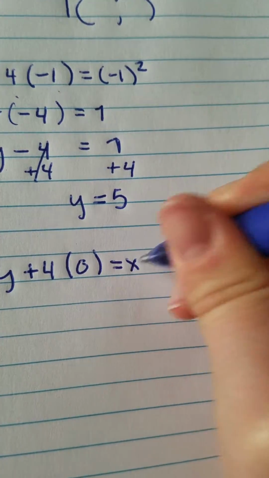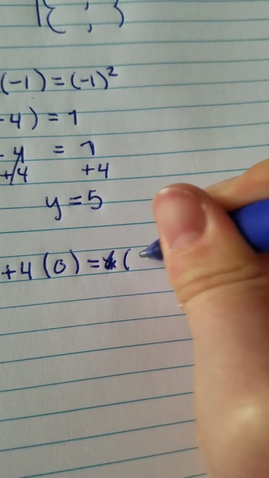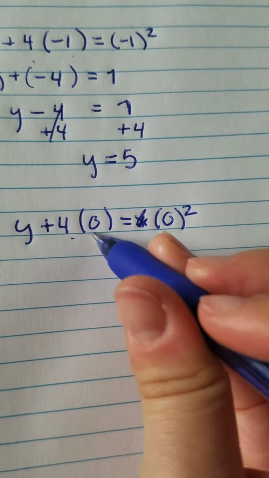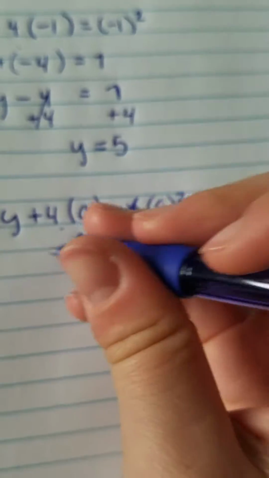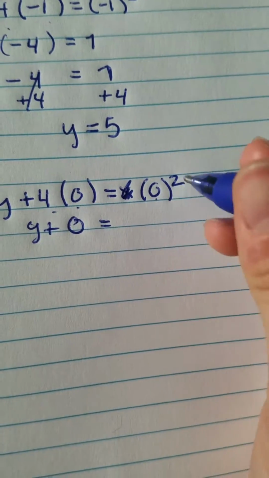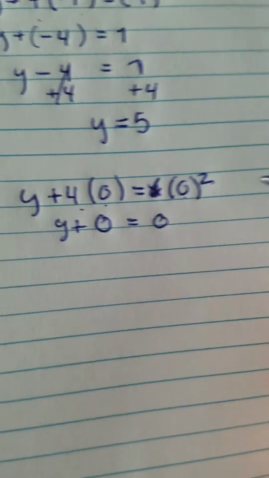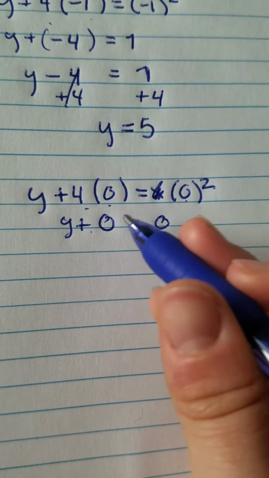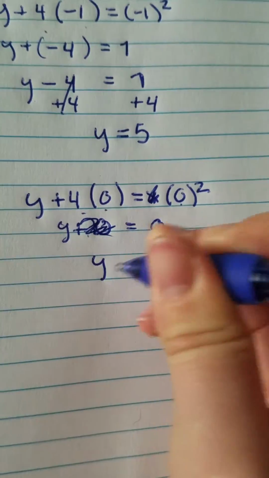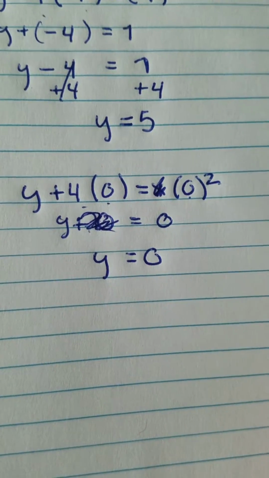So x squared. Oh, we're plugging in, sorry. 0 squared. So 4 times 0 is 0. That's y plus 0. And then you have 0 squared is 0. And then really, the 0 cancels out basically. So what you're left with is y equals 0.